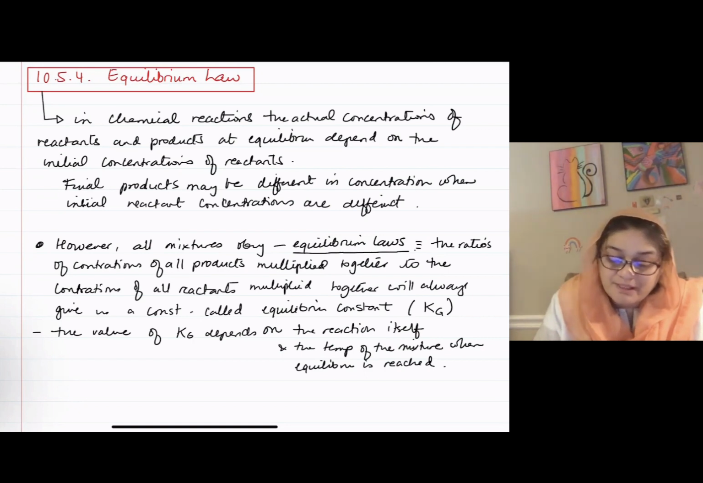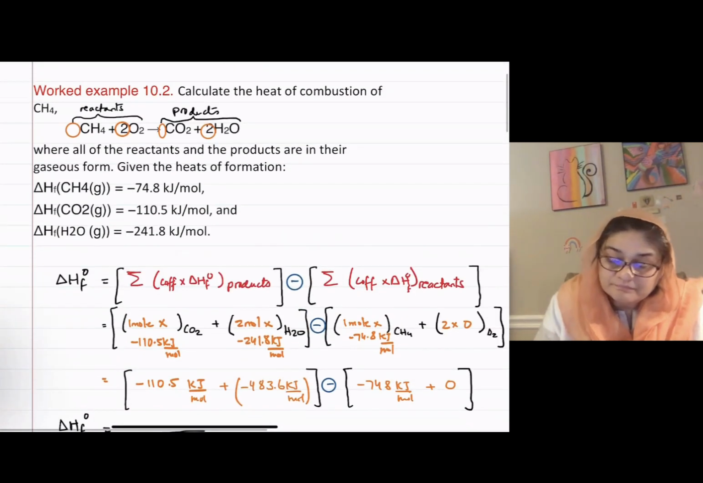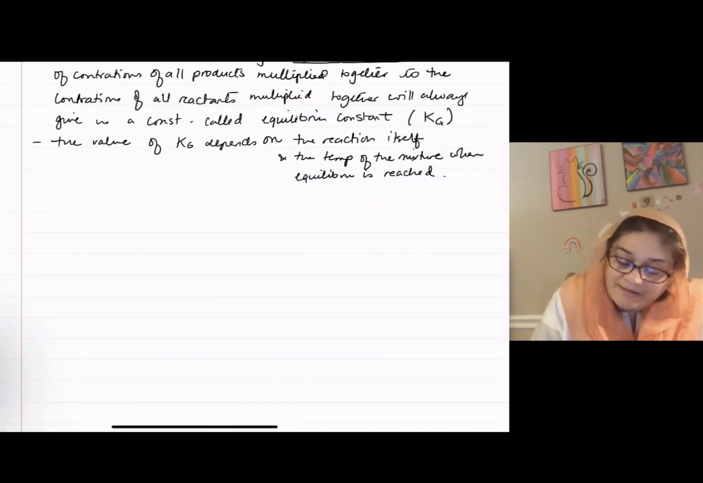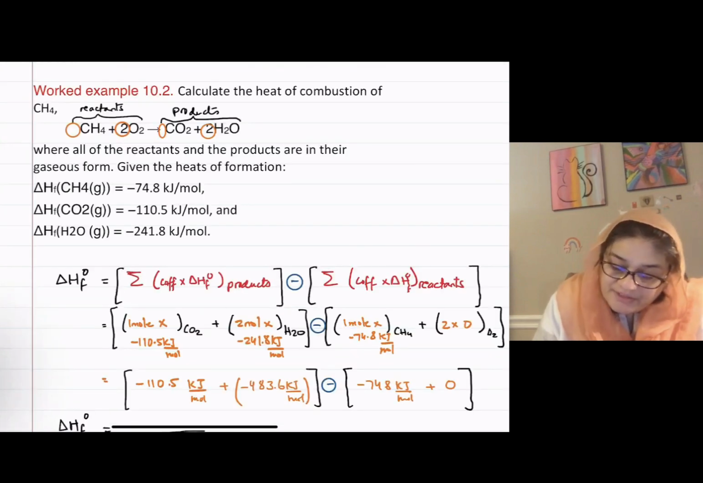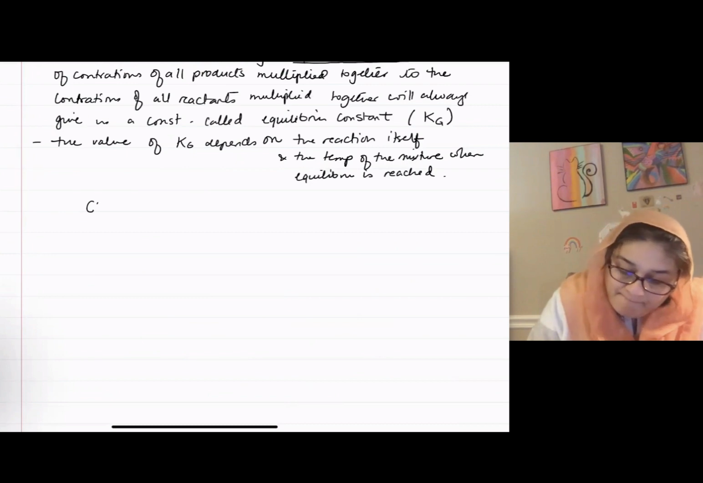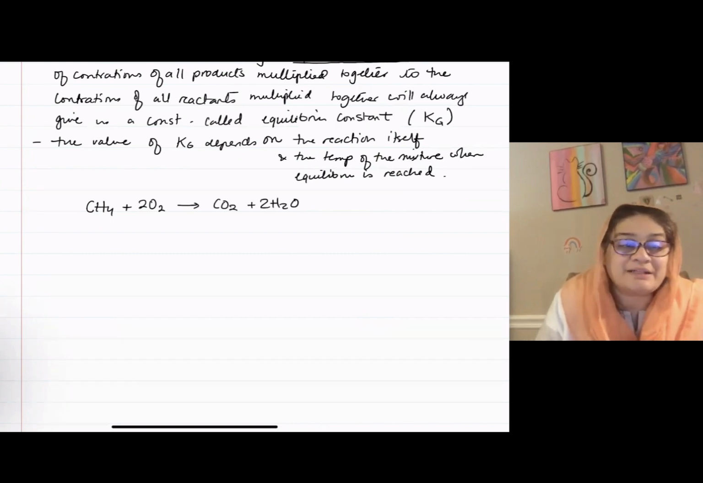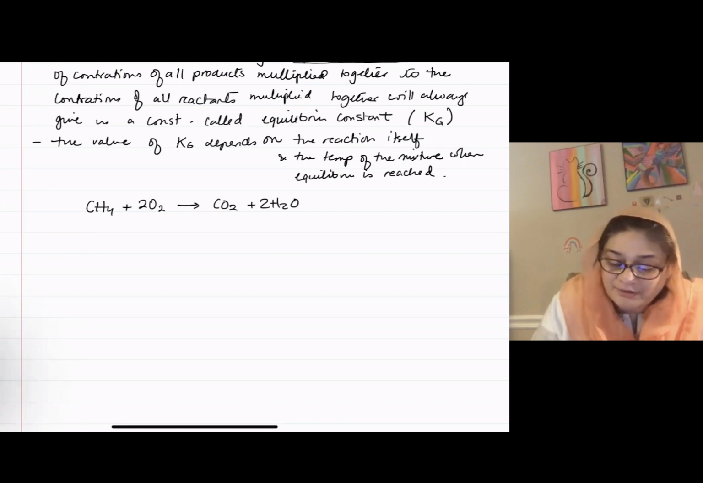So if I was to write this combustion reaction, and I was to figure out what the equilibrium law was for it, how would I do it? So I have CH4 plus 2O2 gives me CO2 plus 2H2O. How will I find the Kc value for this reaction?